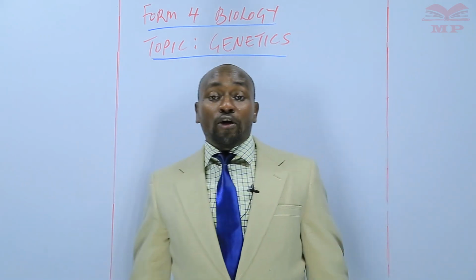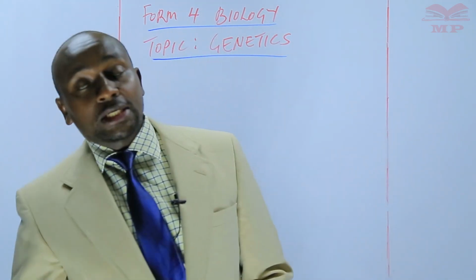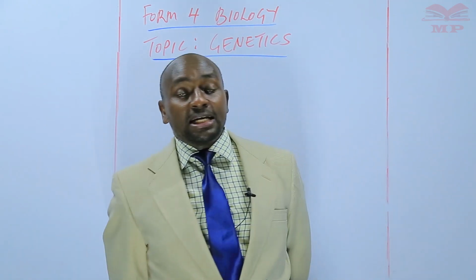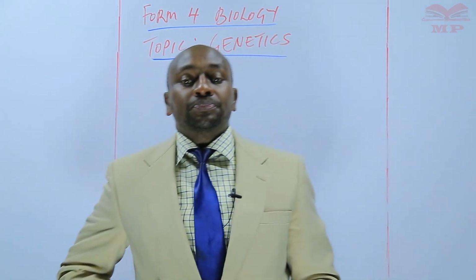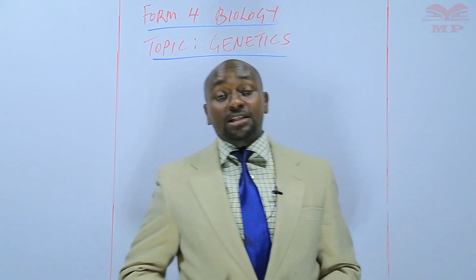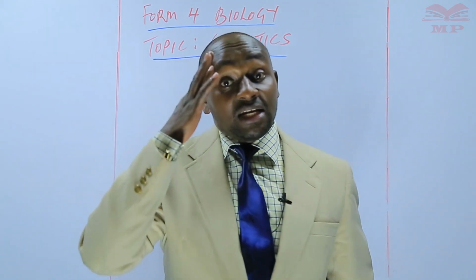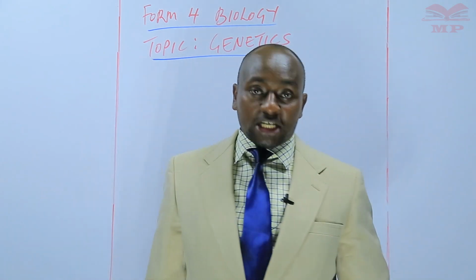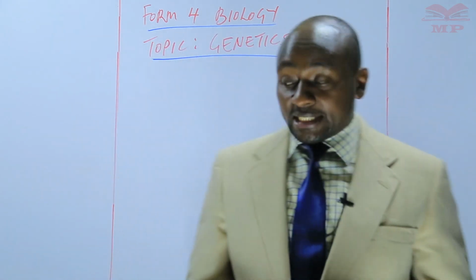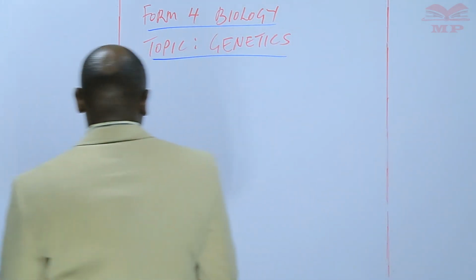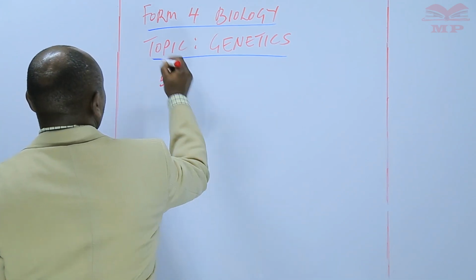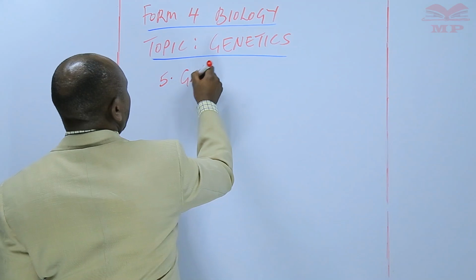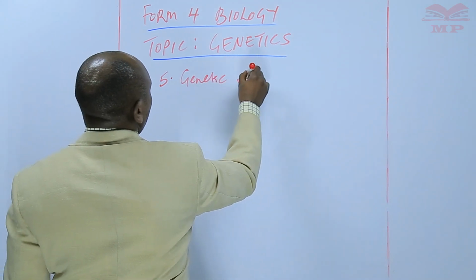identified 4 areas of application, and the first one was on plant and animal breeding, number 2 was in blood transfusion, number 3 genetic counseling, and number 4 crime detection. So today we are going to look at number 5, that is practical application number 5, and this is genetic engineering.